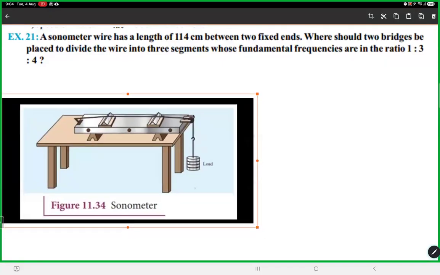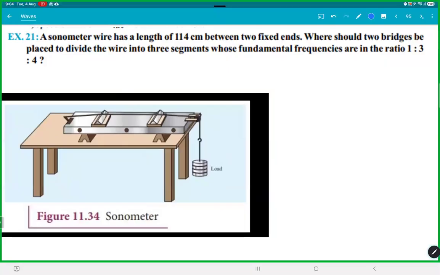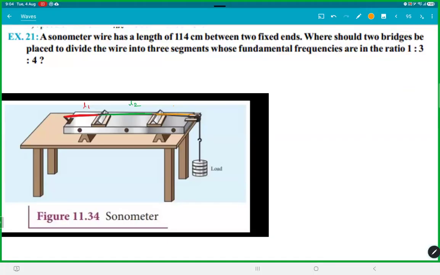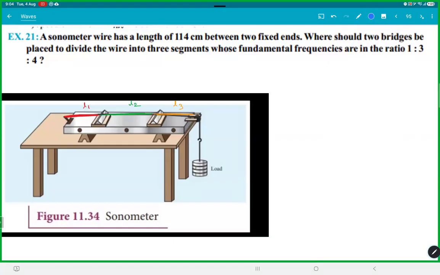So look at the question. A sonometer wire has a length of 114 centimeters between two fixed ends. Where should the two bridges be placed to divide the wire into 3 segments? So you divided this wire here. This is one segment, let's say L1. This became the second segment, L2. This became the third segment, L3. So basically you have created 3 different sonometers, 3 different lengths. So the question is, where should you keep these bridges?